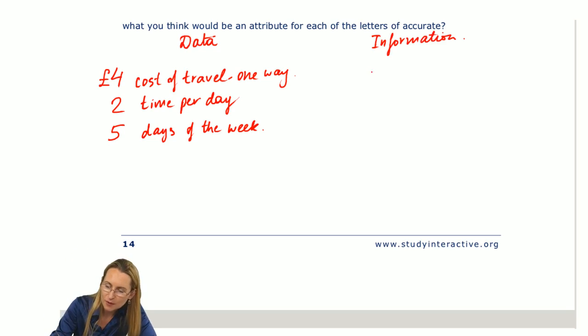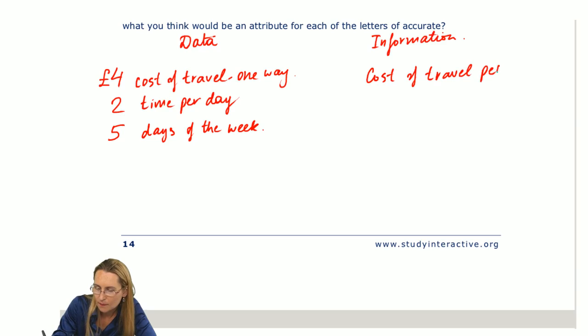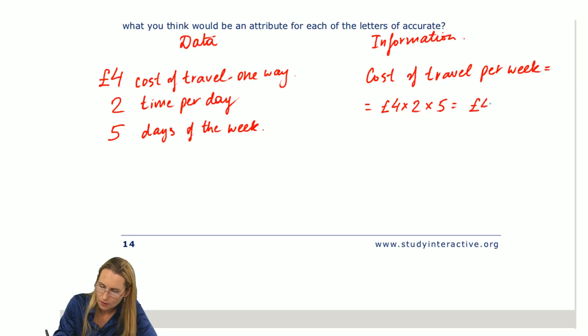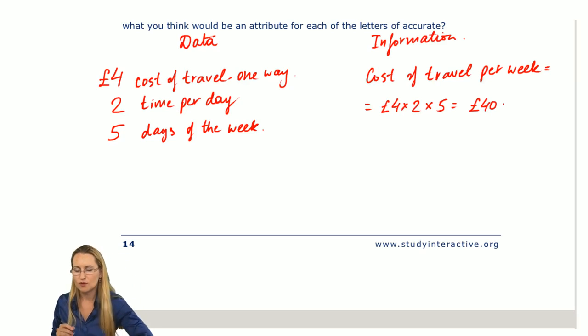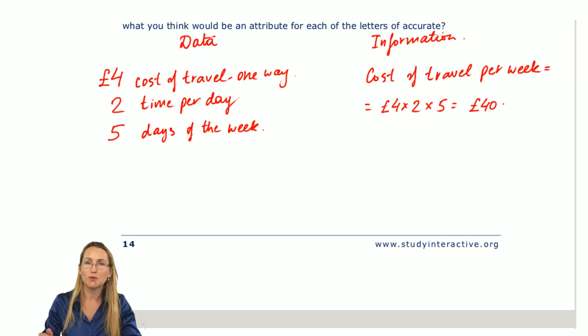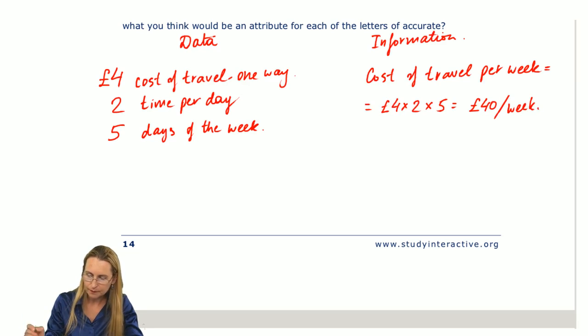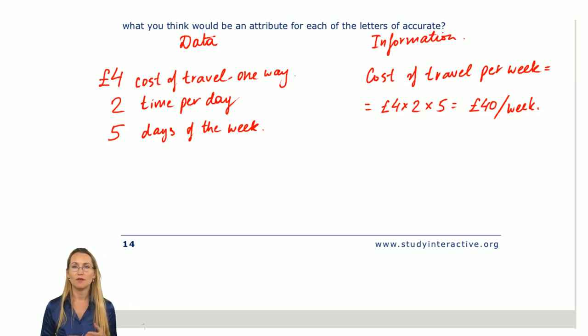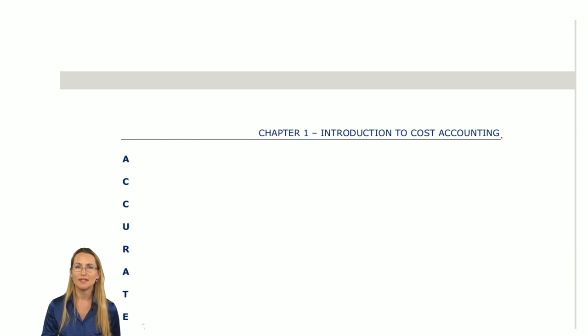So what can you calculate from here? You can calculate cost of travel per week. And how do we do that? Well, we just multiply all the numbers. We multiply 4 pounds times 2 ways times 5 days, and it should give you 40. Well, it should be not pounds, it should be dollars. We'll swap to dollars soon. So 40 pounds per week. So that's the difference. We had some numbers, we processed them into something meaningful, and now we have some information that could be used for something, maybe for budgeting.